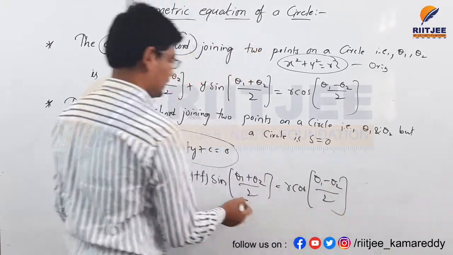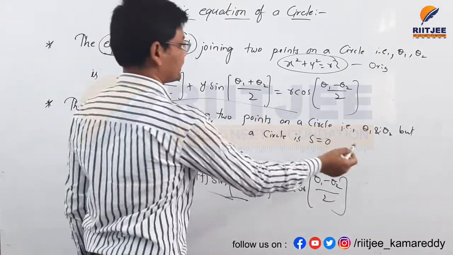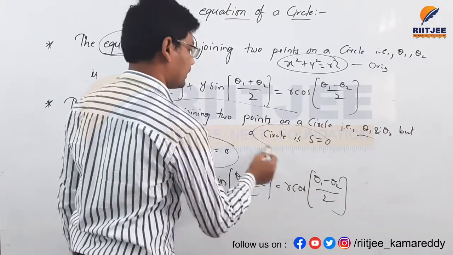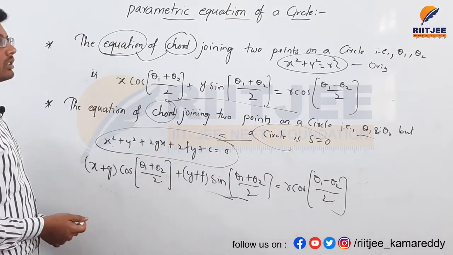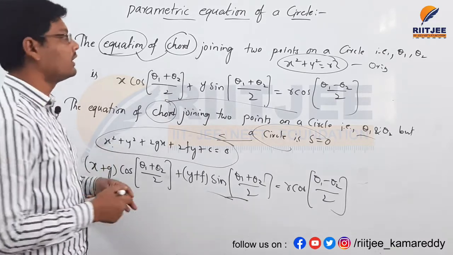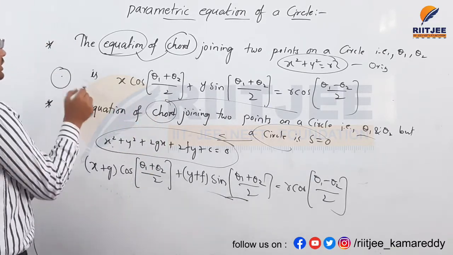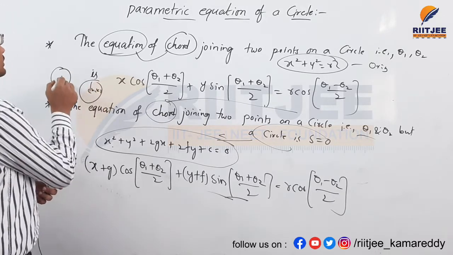This is the equation of a chord joining 2 points on a circle with the circle equation x square plus y square plus 2gx plus 2fy plus c is equal to 0. This is all about the parametric form of the equation of a circle with center at the origin and with any different center, that is h comma k and 0 comma 0.